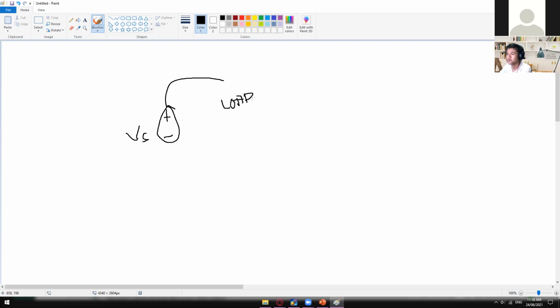To make it simple, let's just say that this is a bulb. I still don't know how to draw a bulb. Well, anyway, let's just say that this is a bulb, okay?